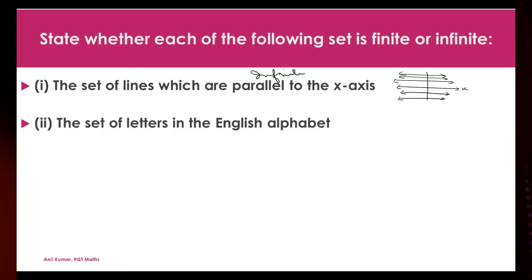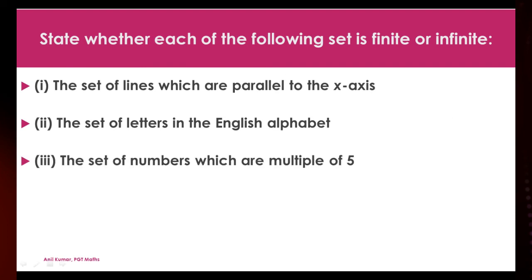Next is the set of letters of the English alphabet. Cardinal number is fixed, 26. So it's an example of a finite set. The set of numbers which are multiples of 5. So multiples of 5 are infinite. So I should say that it's an example of an infinite set.